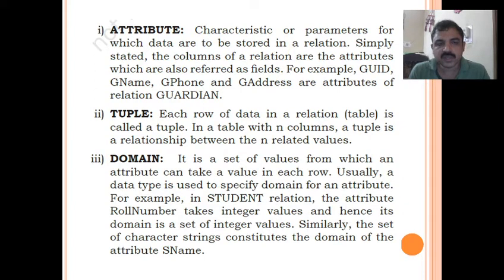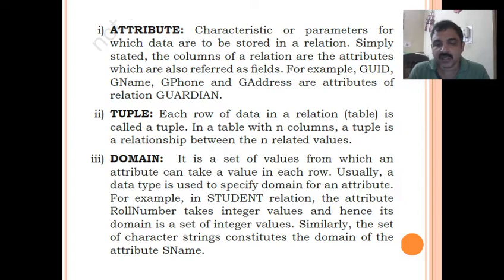The next term is domain. It is a set of values from which an attribute can take a value in each row. Usually a data type is used to specify the domain for an attribute. For example, in a student relation, the attribute roll number takes integer values and hence its domain is the set of integers. So what can fit into a particular column, that we call its domain. Like roll number, it can be any integer number, so all integers are the domain of the roll number column.